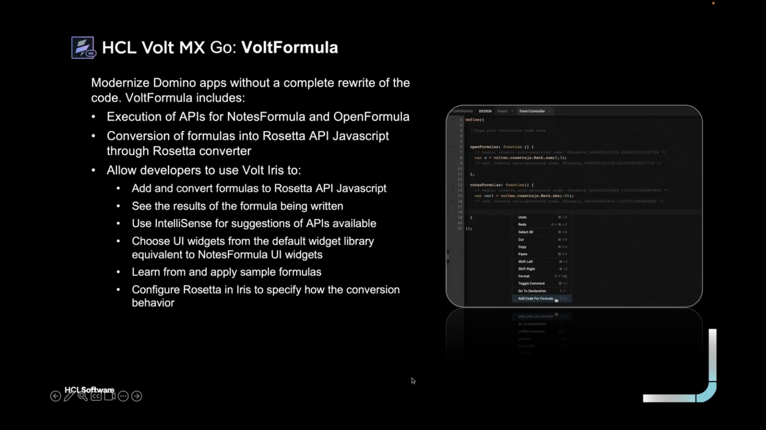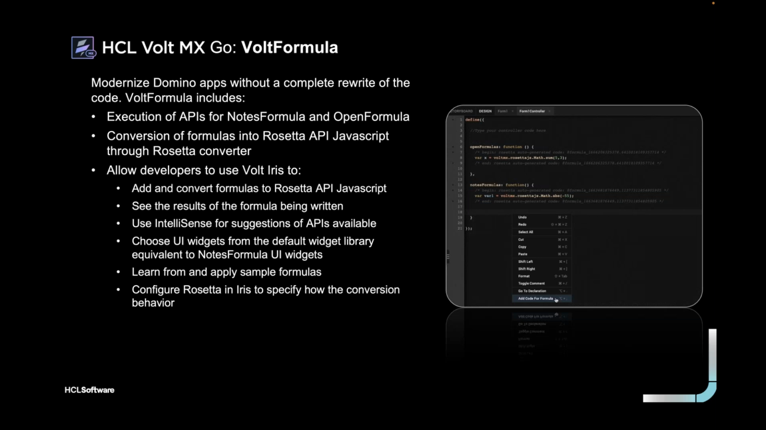So moving on to the next feature is Volt Formula. Volt Formula is basically the ability to run Notes Formula, as well as the Open Formula, which is basically Microsoft Excel's formula language. Combine both of them and have a JavaScript way of running it. And why JavaScript? Because JavaScript is the IDE, the code which is used within Iris, and JavaScript makes it easy for us to run it on all the different platforms that we spoke about, the phones and tablets and kiosks and smartwatches, everything. JavaScript lets us run it on that.